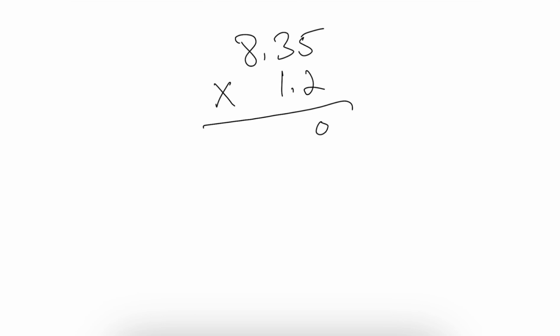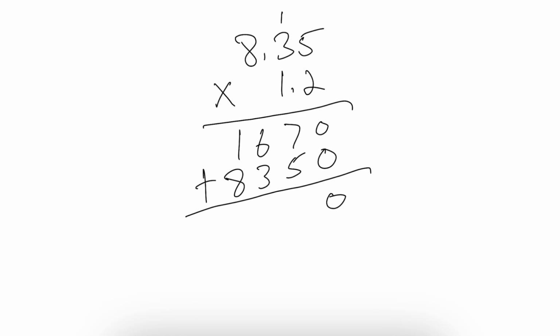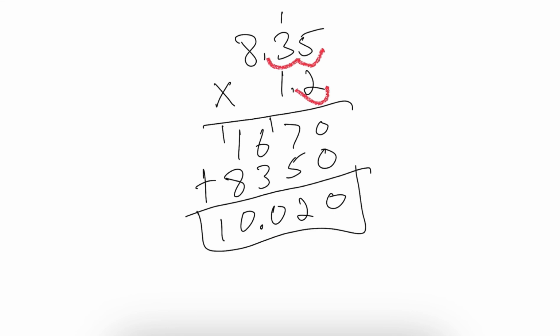Now we have 8.35 times 1.2. So 5 times 2 is 10, so 0, we'll carry the 1. 3 times 2 is 6, plus 1 is 7. 2 times 8 is 16. Add a 0 because we went to a different line. 1 times 5 is 5. 1 times 3 is 3. And 1 times 8 is 8. So we have 0, 12, carry the 1. 10, carry the 1, 10. Now we'll count our decimal places. 1, 2, 3. So our final answer is 10.020.